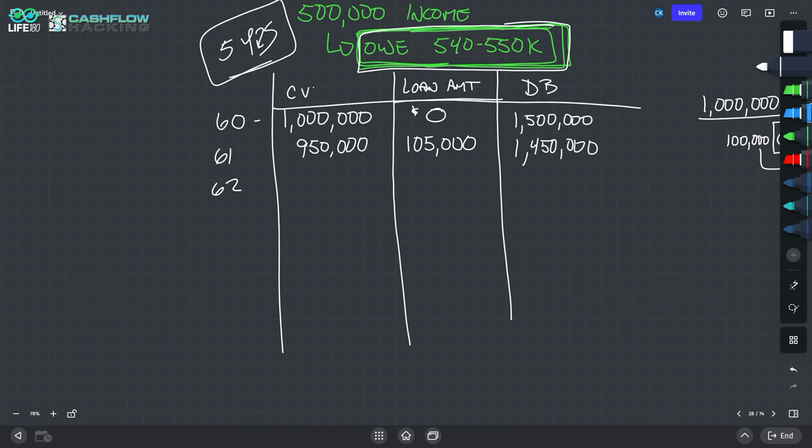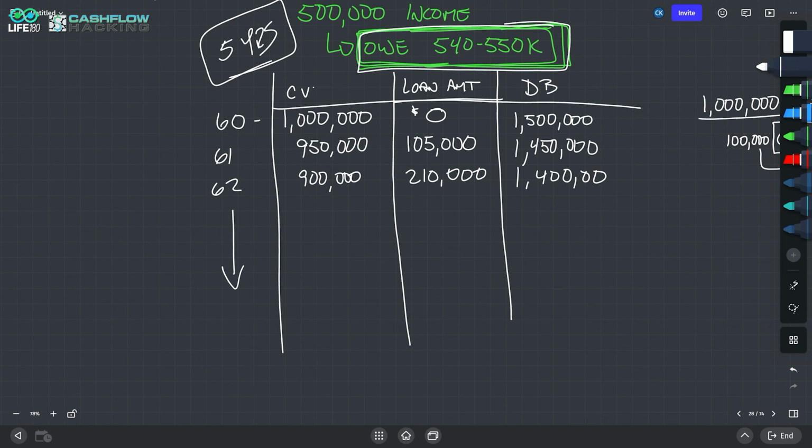So then at 62, we're going to do the same thing. We're going to take the 100,000 of income. It's going to drop to about 900, right? And then I'm just going to write 210 and not have it compound, but this would drop to 1.4, right? And so you get the concept.